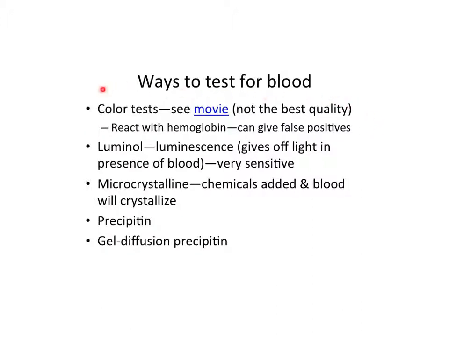And then the color test. This used to be used a lot. It's literally where you add a chemical and it reacts with the hemoglobin in blood. That's what has iron in it and carries your oxygen for you. And it would turn a color. And so it was something that you could do pretty quickly out in the field.